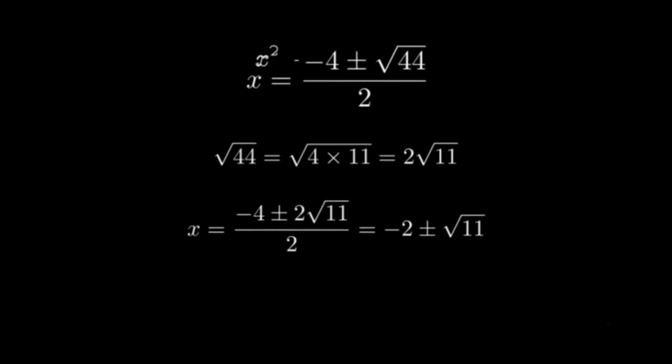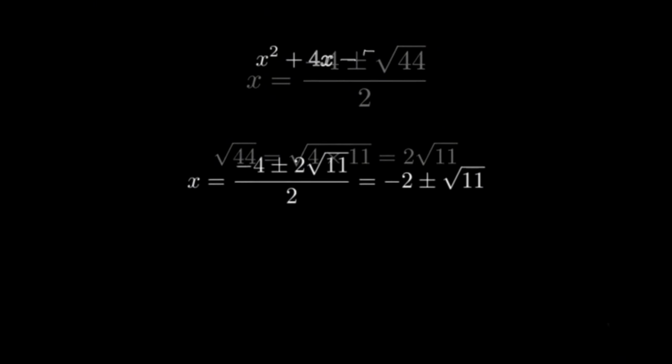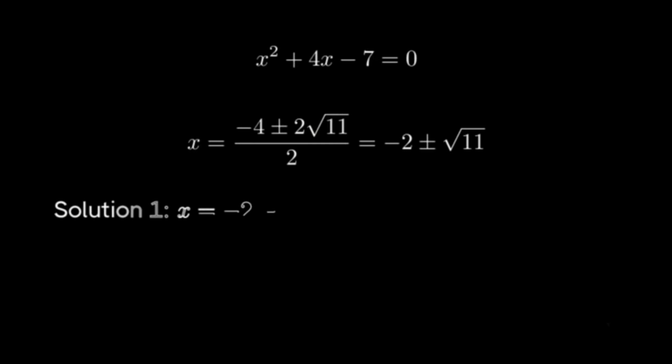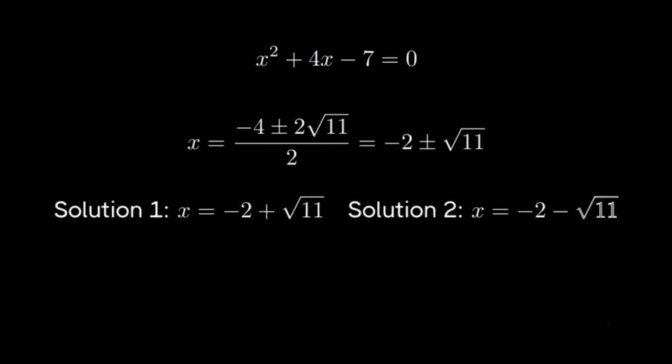To be absolutely sure our solutions are correct, let's verify them by substituting back into our original quadratic equation, x squared plus 4x minus 7 equals 0. This step is always good practice to check our work. According to our work, we have two solutions, x equals negative 2 plus the square root of 11, and x equals negative 2 minus the square root of 11. Let's verify each one separately.